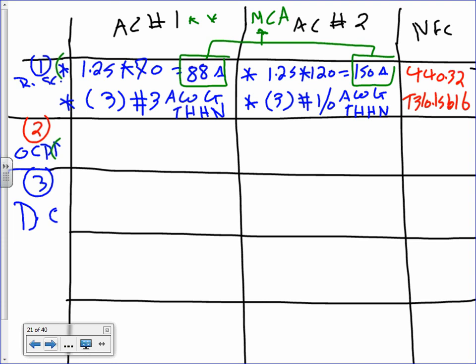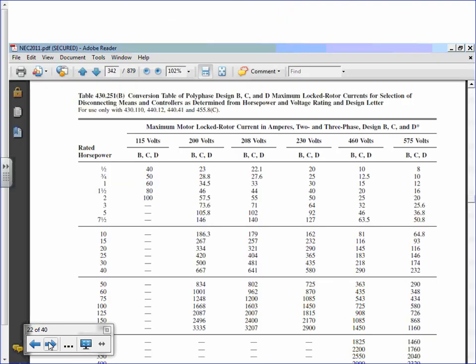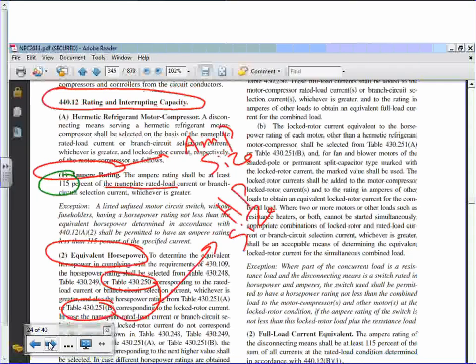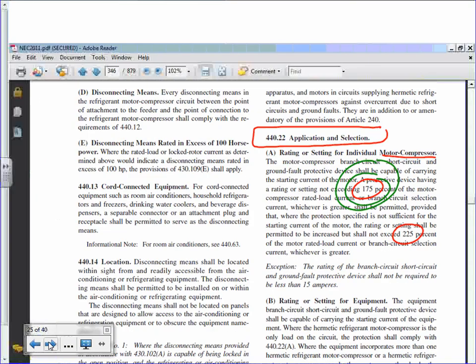The second thing that I would like you to do is the overcurrent protective device, 440.22. I want to take 440.22 and article 240.6. So these are the references, guys. I think I have a picture of them. Okay, rating equivalent. Now when you do the overcurrent protective device, guys, here's 440.22.